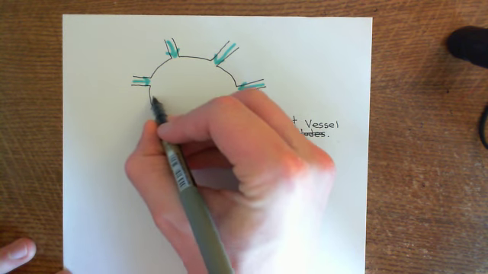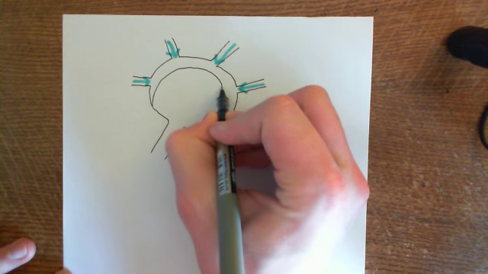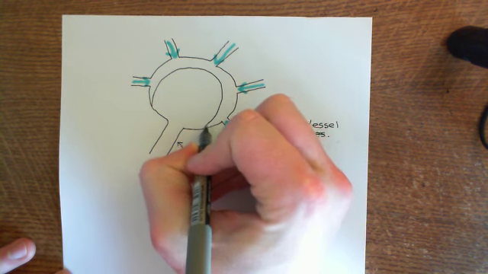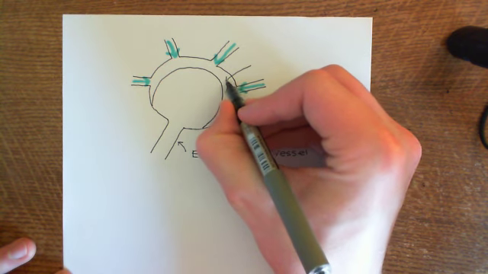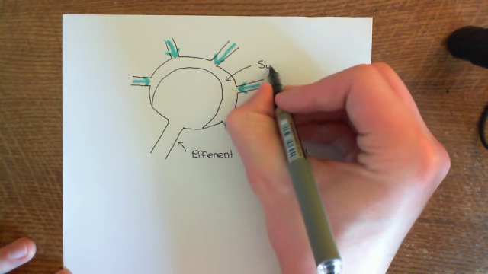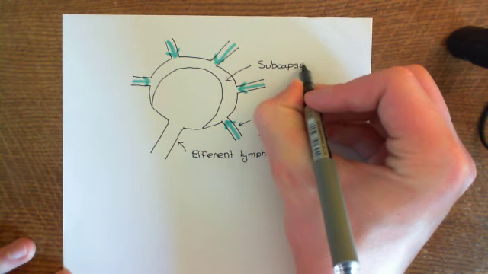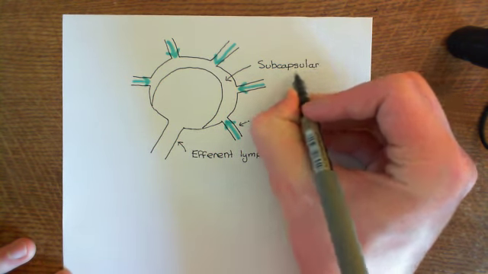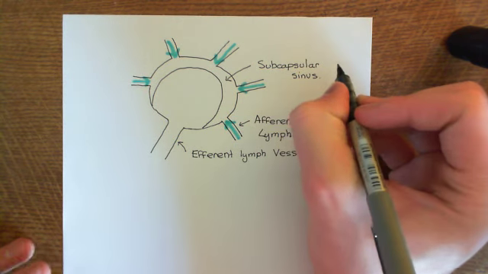Now, basically, when the afferent lymph vessels bring in their lymph, what will happen is it will go into a space that's around the outside of the lymph node, okay? And this space is what's known as the subcapsular sinus. Okay, so this is the subcapsular sinus because it's underneath the capsule of the lymph node.